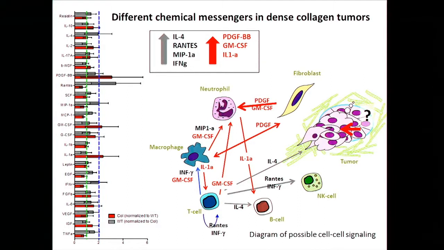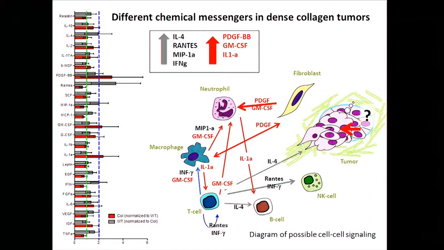So everything that's above the blue line in red is elevated in the dense animal, and everything in gray is elevated in the wild type animal. And so there's actually different chemical messengers in these two different systems. So what that suggests is that if we have women with dense breast tissue, their breast cancer might be fundamentally different than women who don't have dense breast tissue.